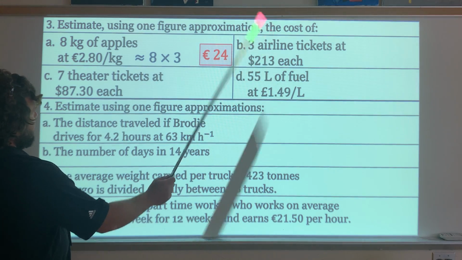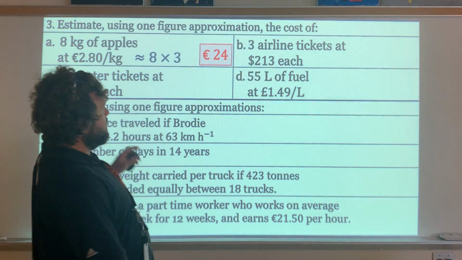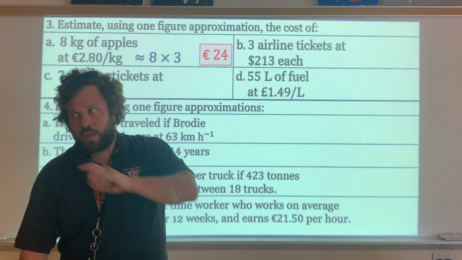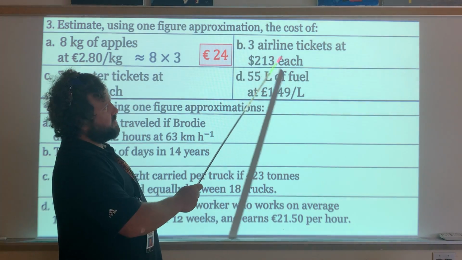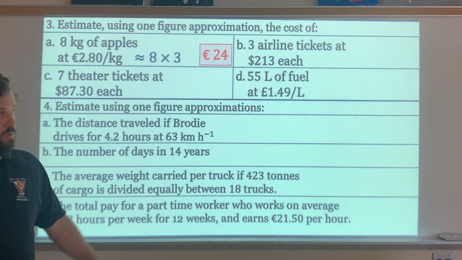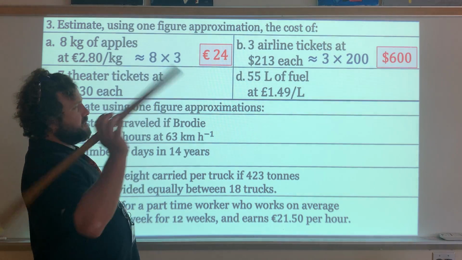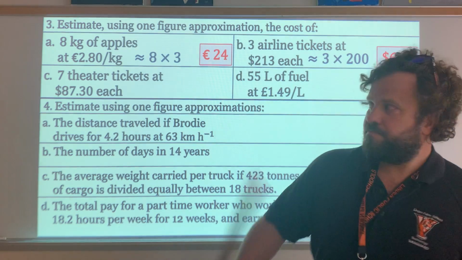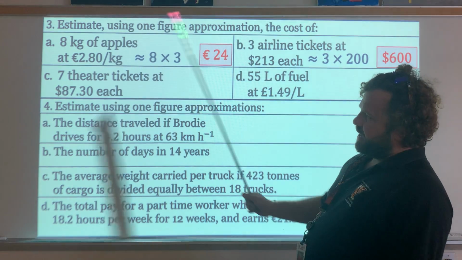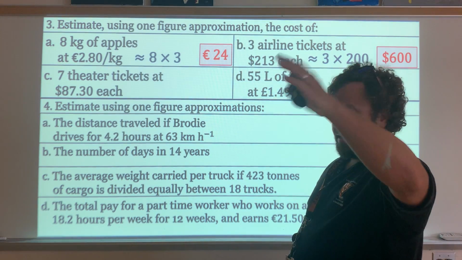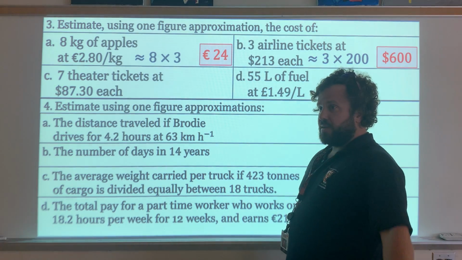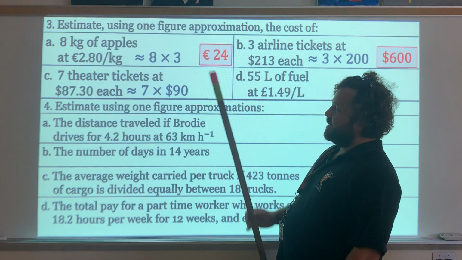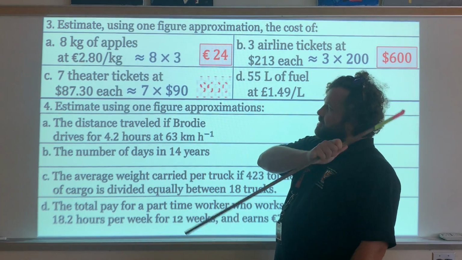3 airline tickets at $213 each. So, well, first off, do you multiply or divide? You multiply. 3 stays 3. 213 is about $200. 600 bucks. $600, sorry. 7 theater tickets at $87.30 each. 87.30 is about 90. 7 times 90 is $630.